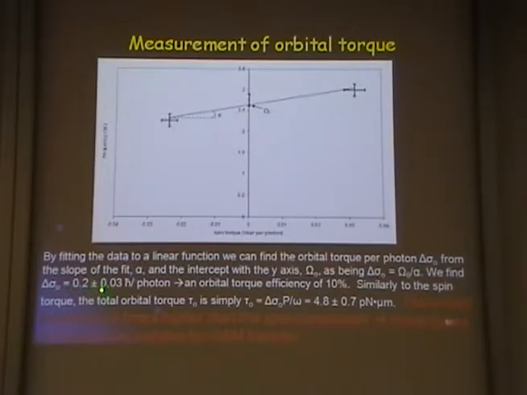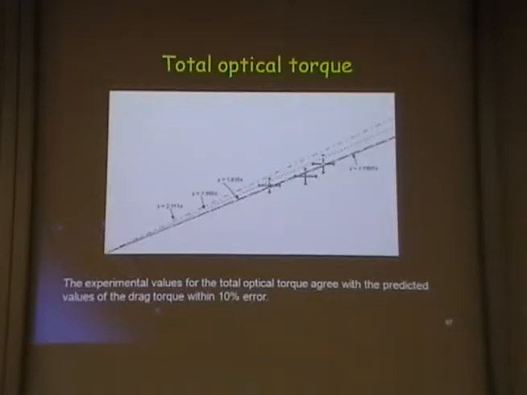And so we find that delta sigma orbital is 0.2 plus or minus 0.03 h bar per photon. So the orbital torque efficiency is rather high, it's 10%. So it's similar to the spin torque. We can see that the total orbital torque is simply delta sigma times the power of the incoming light divided by the frequency of the light. So, if you remember my numbers from the previous lecture, the orbital torque is about 10 times higher than the spin component. And if we want to transfer a lot of torque, then it's good to use orbital torque. And then we can look at the total torque as well.